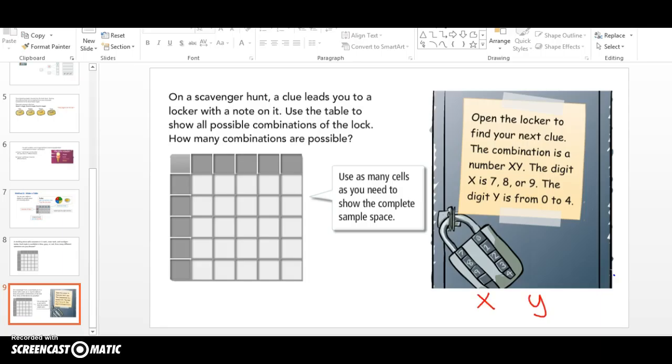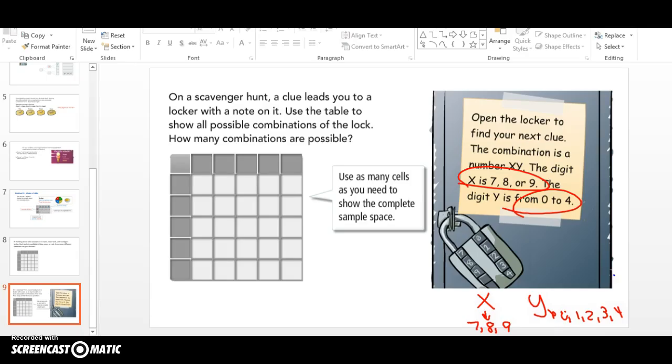And the X can be a 7, 8, or 9. So this right here can be a 7, 8, or a 9. And the Y can be anything 0 to 4. So 0, 1, 2, 3, or 4. Okay, so of course I could go through and list them, right? I could say a 7 and a 0, a 7 and a, and try to list them all. Or I could put them in this table, okay?